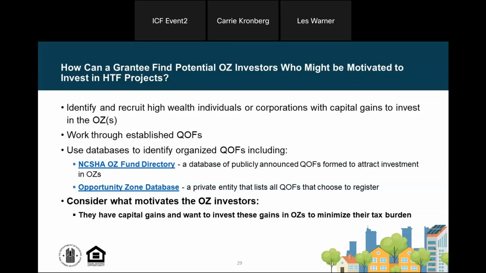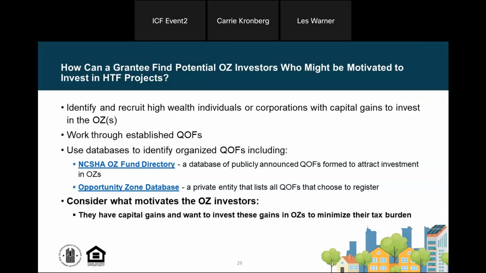We introduced qualified opportunity funds earlier in the presentation, and it might be easier for a grantee to approach an established QOF, Qualified Opportunity Fund, for investment. These funds were specifically created to take advantage of the flexibility opportunity zones provide to investors, and their administrators will likely be open to discussing potential investments in opportunity zones within the grantee state.